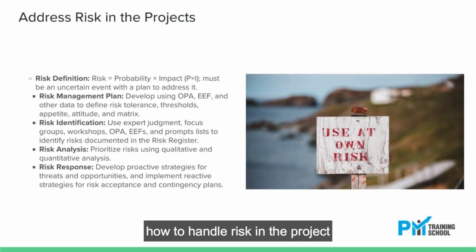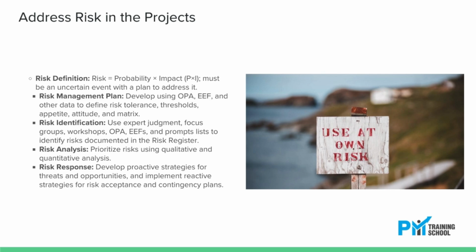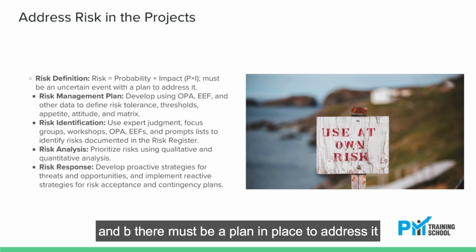How to handle risk in the project. Risk is R equals P times I, probability multiplied by impact. For an event to be considered a risk, it must meet 2 criteria: A, that it has not yet occurred, and B, there must be a plan in place to address it.